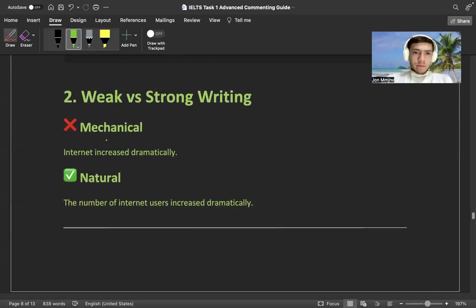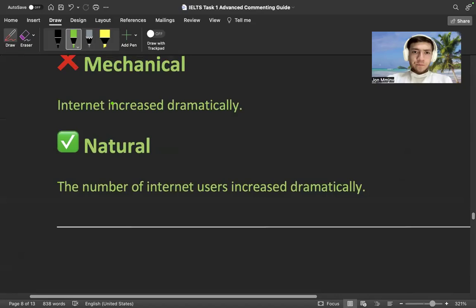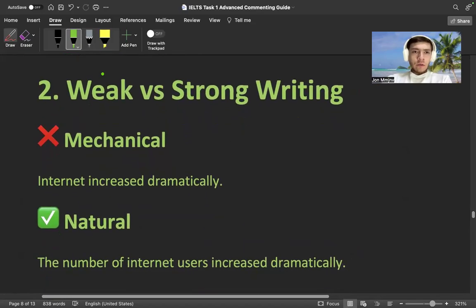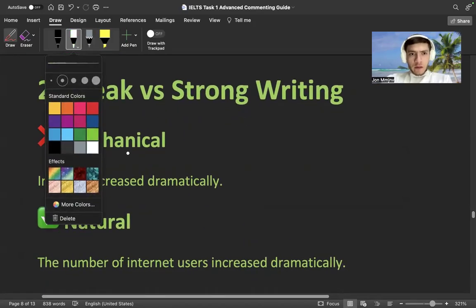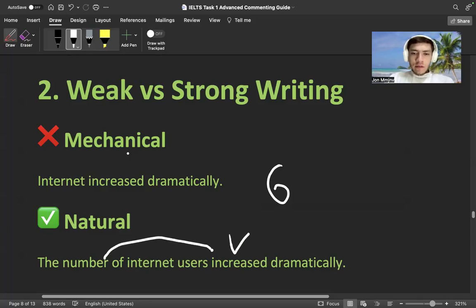Let's look at some examples, right? For example, oh, sorry. Good old bug we have. So, internet increased dramatically. Internet doesn't increase grammatically. First of all, it's mechanical. Second of all, it makes sense to a degree, so you will probably get around 6. But the number of internet users increased dramatically. Now we know what's actually increasing. The number is increasing, not the internet itself, right?